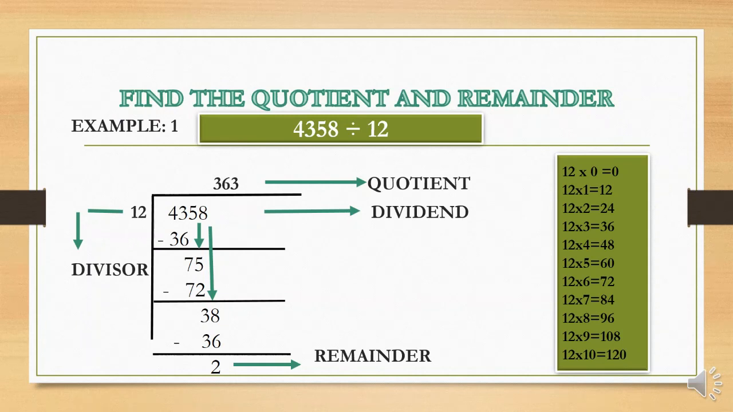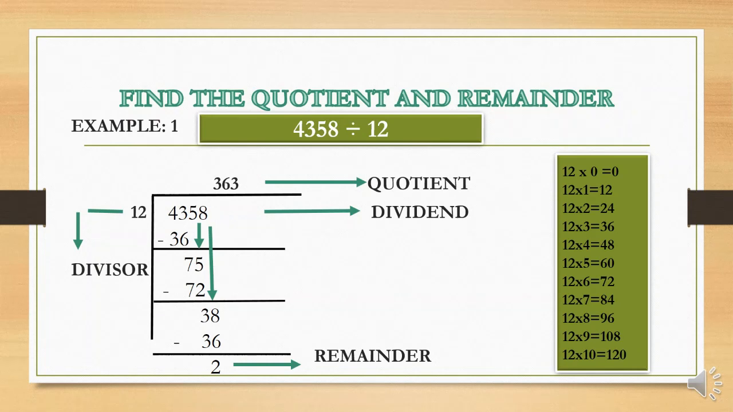So here we again compare 75 and 12. Here 75 is greater than 12. So we can divide 75 by 12. The nearest product to 75 in the table of 12 is 72. So we write 6 in the quotient above the 5 and 72 under 75. Next, subtract 72 from 75, which is equal to 3. Now bring down the next digit, that is 8.